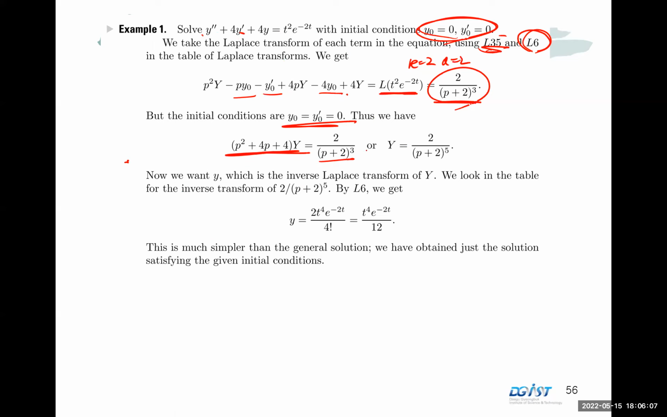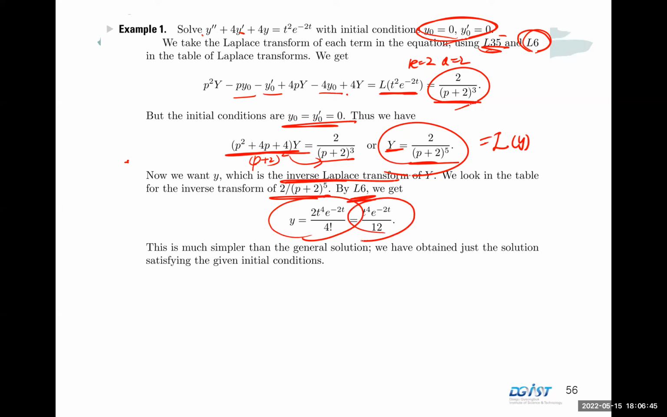And we can say this one is nothing else than 1 over (p plus 2) squared, so we can divide by (p plus 2) squared. We have this relation. And this one is the Laplace transform of the solution which we want to find. So the remaining problem is to take the inverse Laplace transform. And if you take a look at the table, you can find this one is corresponding to L6. You can write down this one.